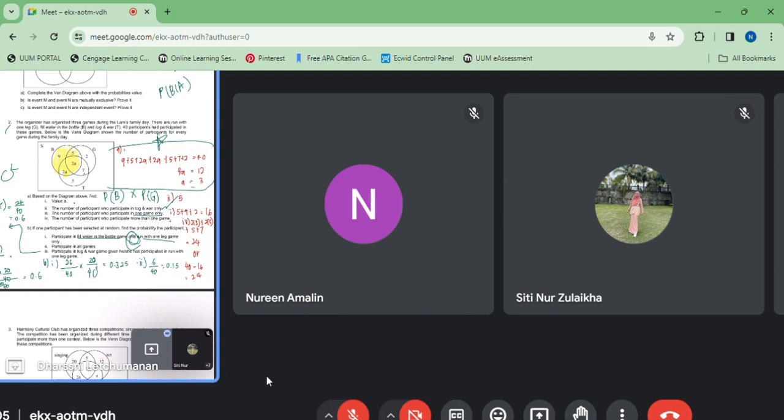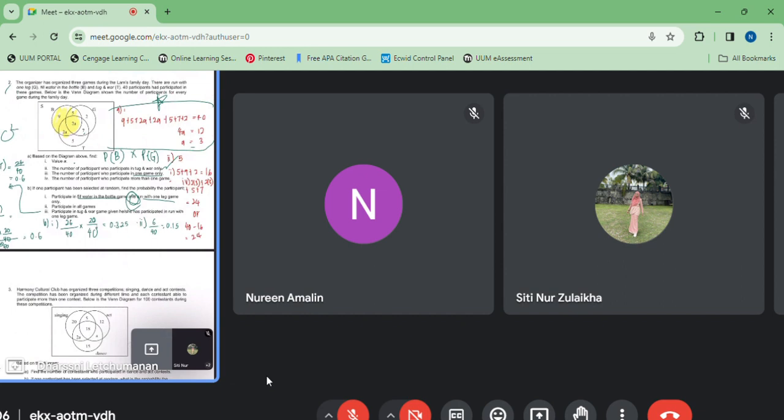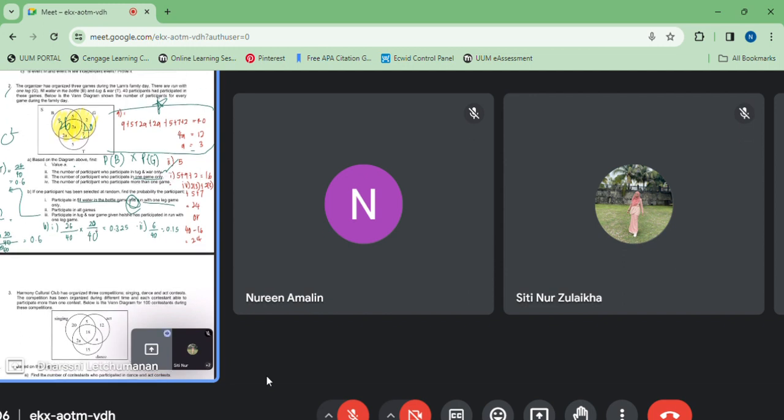You get 6, 6, 12, 12 plus 14 is 26. This whole thing here is 26. Meanwhile, for the one leg game, the whole probability is 6 plus 7, 13, 13 plus 7, 20. So what you have to do is 26 out of 40 times 20 out of 40. Then you'll get this answer. Participated in all games is 6. It's over here, right? 2 times 3, 6. So 6 out of 40, you'll get 0.15.